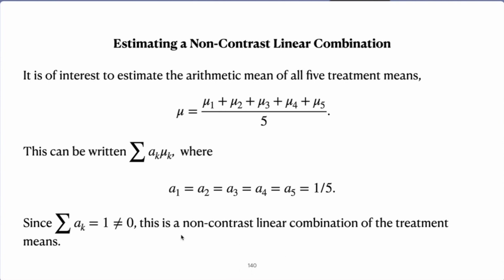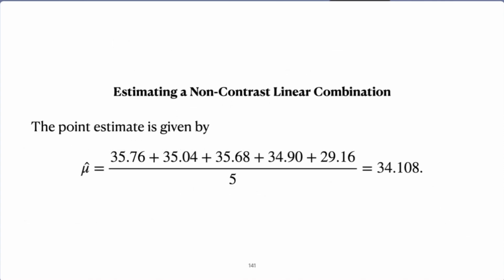Now, when we add those up, we get 1. Obviously, that's non-zero, and so what that tells us is that this linear combination is not a contrast. And because it's not a contrast, what we know is that the variance and the standard deviation for the point estimator for mu is going to involve all of the variance components in the model, right? And so it's going to make calculating the estimates of those variance and standard deviation quantities more complicated.